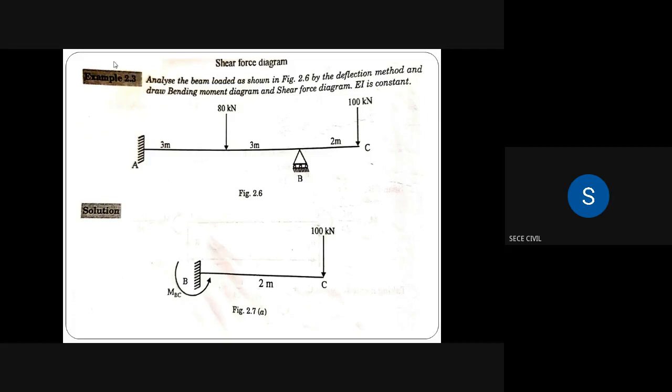Okay. Today we'll see one more problem. Analyze the beam loaded as shown in the figure by the slope deflection method and draw the bending moment diagram and shear force diagram. EI is constant.